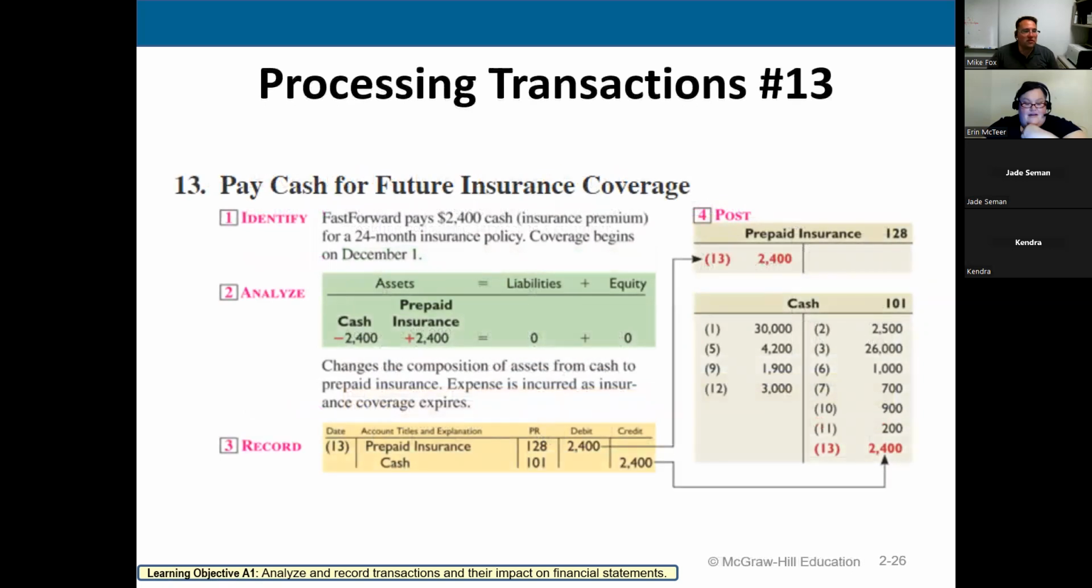Here we pay some cash for future insurance coverage. So our cash is going down and our prepaid insurance asset is going up. So we would debit the asset prepaid insurance, it's increasing, and credit the asset cash.